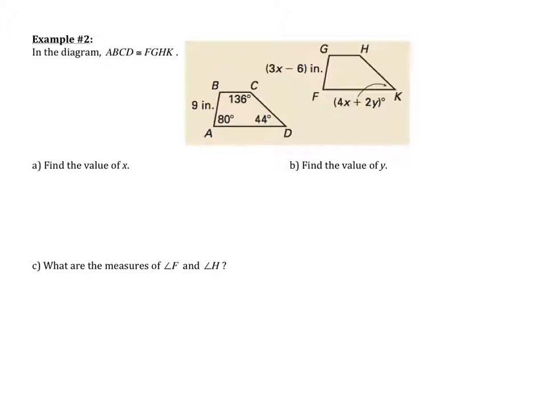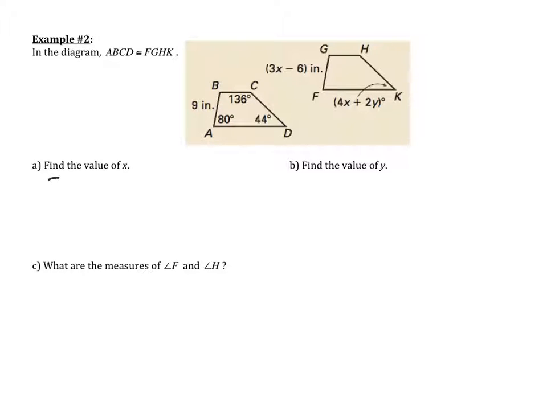Part A says find the value of x. Looking at the diagram, I see an x right here. The side GF is 3x minus 6. GF corresponds to BA, which is equal to 9. I also see that angle K is 4x plus 2y, and I know that K corresponds with D. However, if I set 4x plus 2y equal to 44, I don't know what y is in order to solve for x. So I'm going to start off by using this correspondence to set up an equation to solve for x. I know that 3x minus 6 is equal to 9 since GF corresponds to BA and they are congruent.